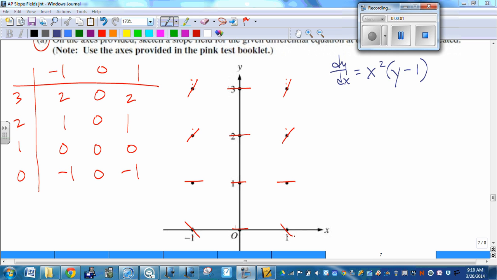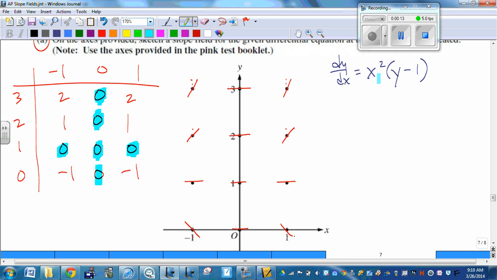All right, notice with our slope fields, we get a bunch of zeros here. We get zeros when x is 0, and we get zeros when y is 1. Which should make sense if you look at our equation, right? If x is 0, it's going to make this whole equation 0. If y is 1, it makes this 0, which would make the whole equation equal to 0.